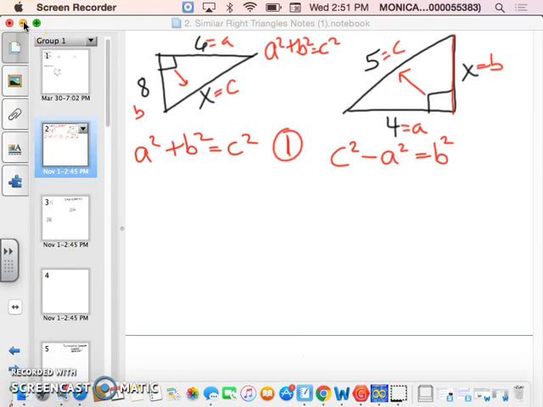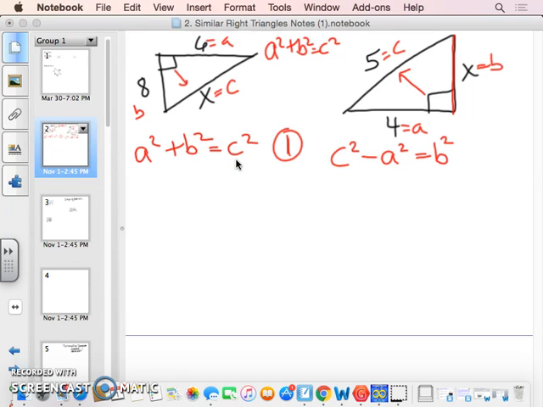So, okay, the first step obviously is to determine which formula you're going to use. Are you missing a hypotenuse? Then you'll use this formula here. If you're missing a leg, use the other formula. Okay, step two is you're just going to go ahead and plug the numbers in.